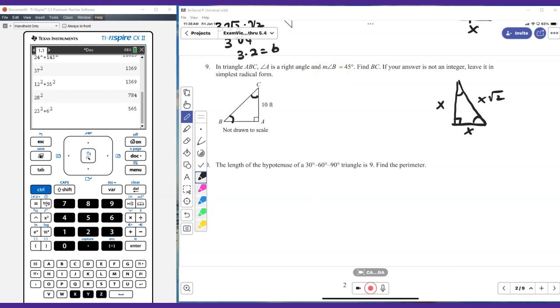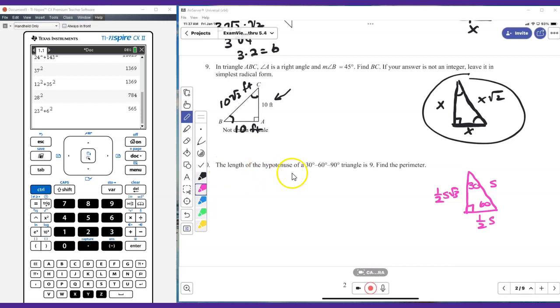If your answer is not an integer, leave it in radical form. So we know in a 45, 45, 90 right triangle, this measurement is the same as this measurement, which is going to be equal to the side times the square root of 2. So if this is 10 feet, and this is 10 feet also, it's going to follow this pattern. So it's going to be the side measurement, which is 10, times the square root of 2, and then it's feet. And it did say to leave it in radical form, so there it is.